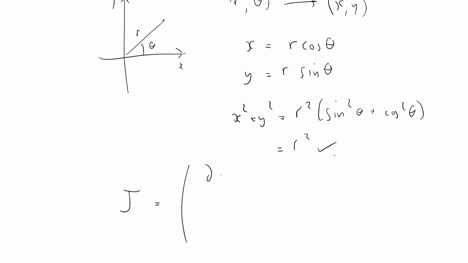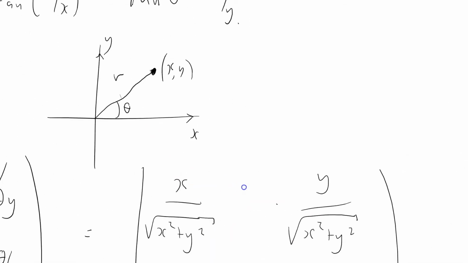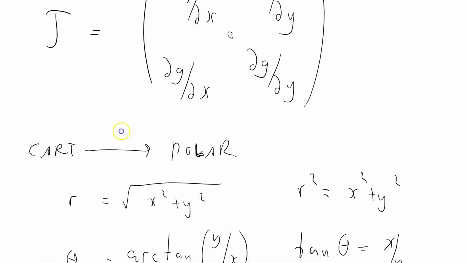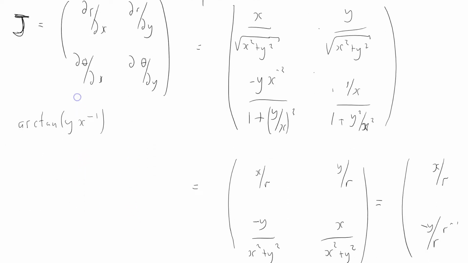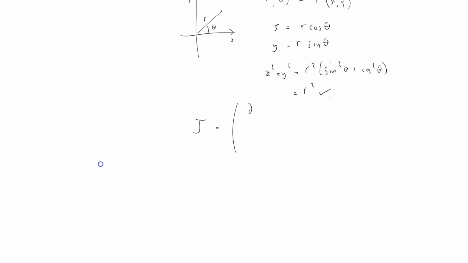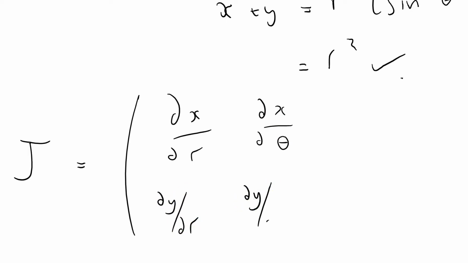Well, it doesn't hurt to write it out. Now last time we had, there it is, di r, di x, di r, di y, di r. So we had the r's on the top and the x's and y's on the bottom. Now I'm going to do it the other way around. I'm going to have the x's and y's on the top. Di x di r, di x di theta, di y di r, di y di theta.